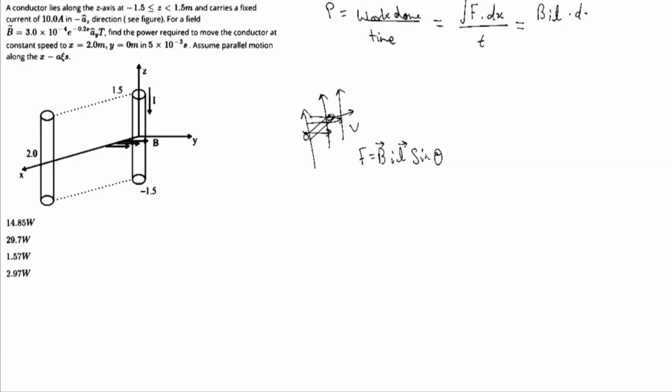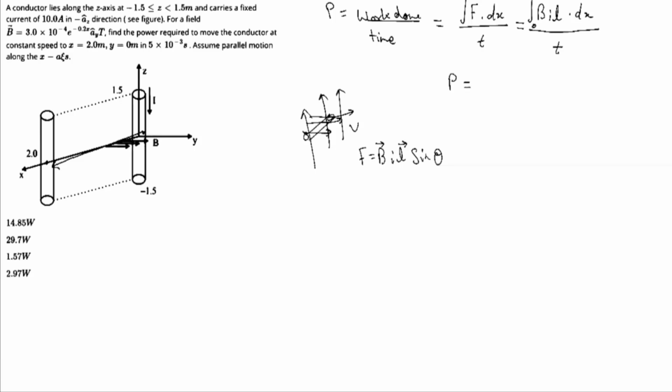So we directly write BIL dot dx, and this integration is to be done from the first position to the next position, that is from 0 to 2. So we have 0 to 2 limits, and we have the time in division. So this is the basic equation we got for the power.